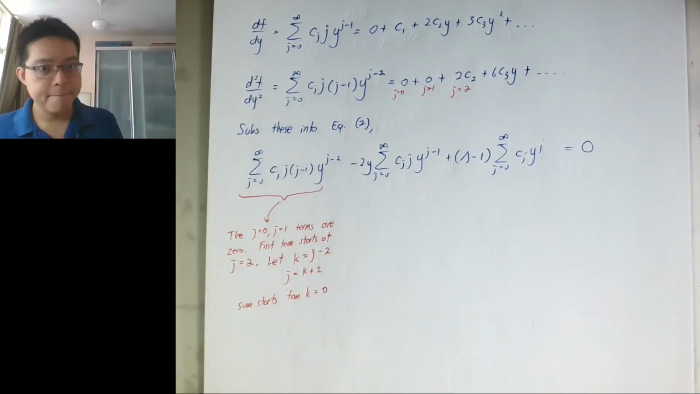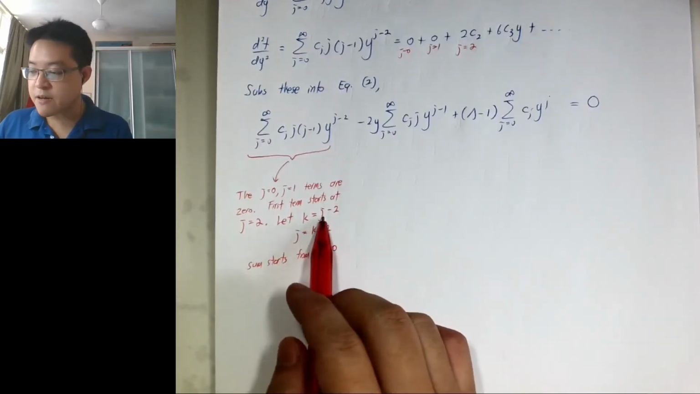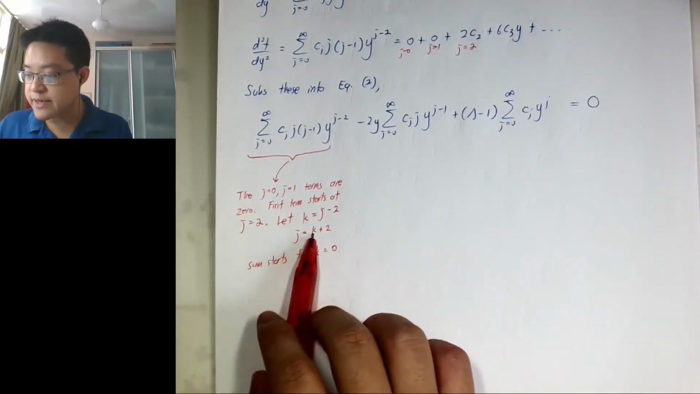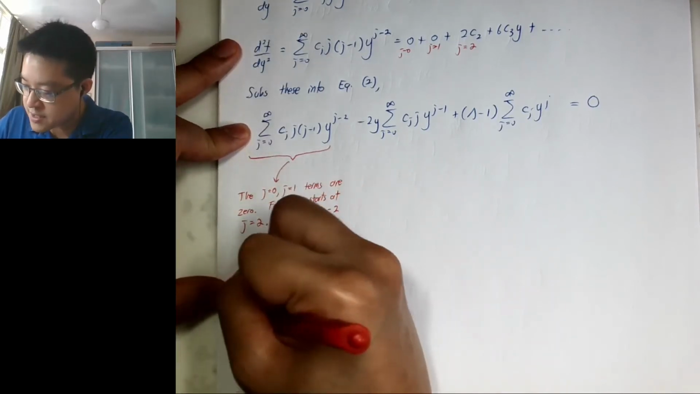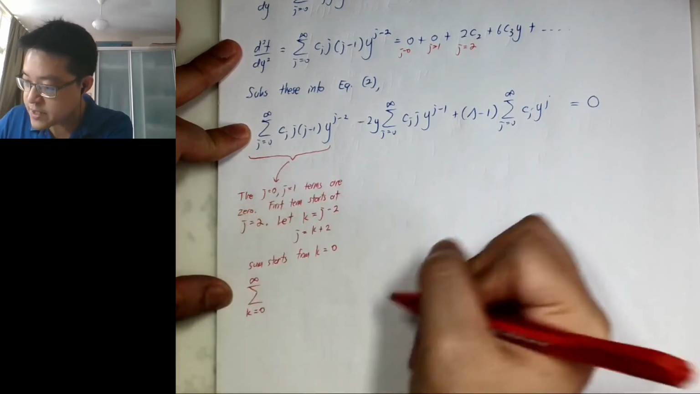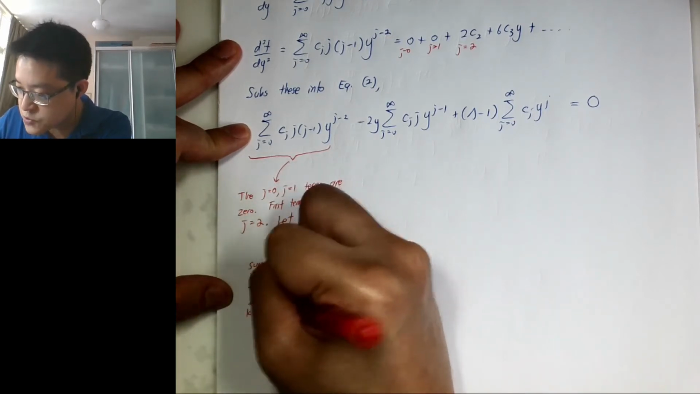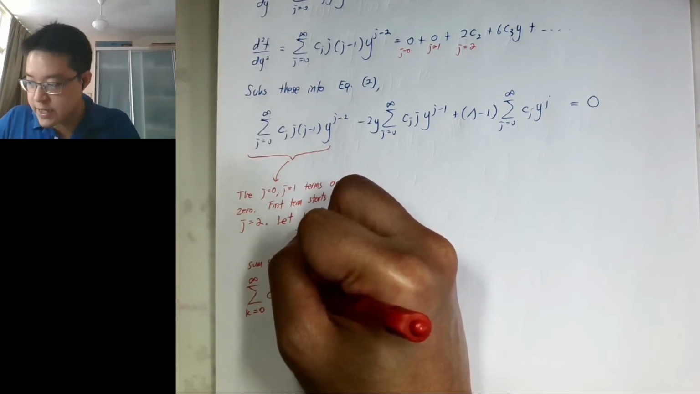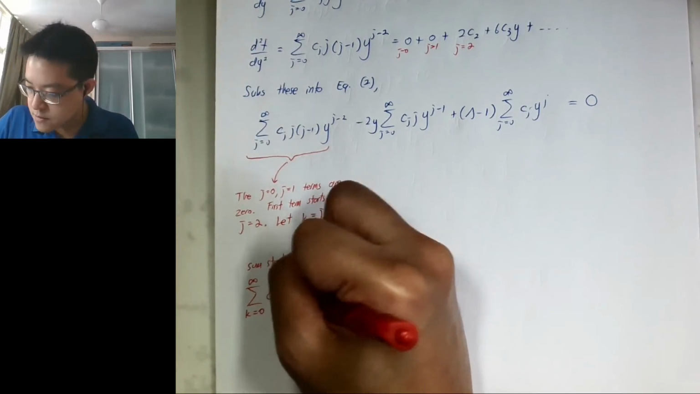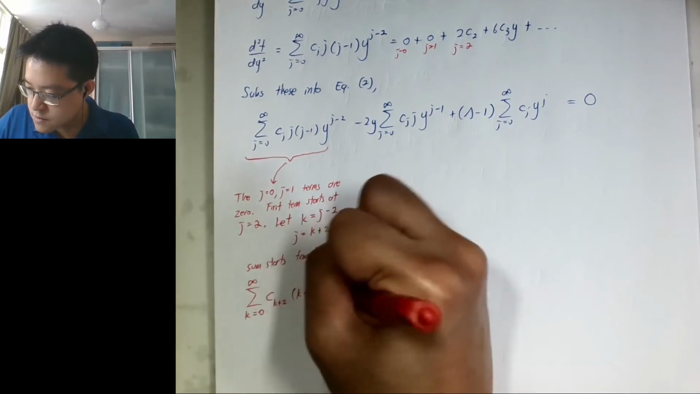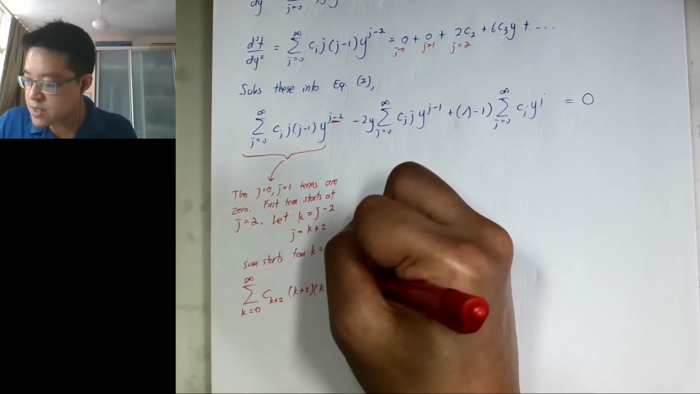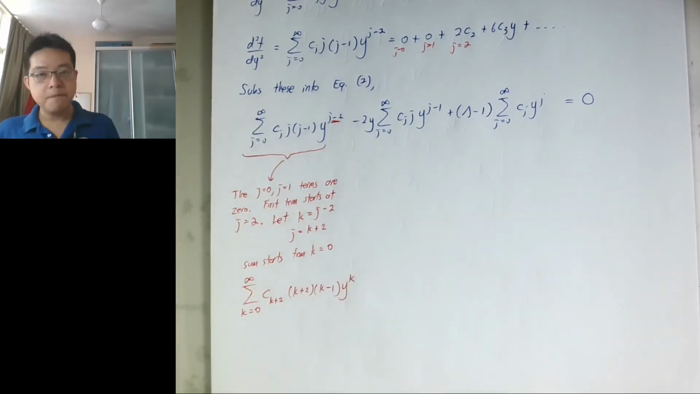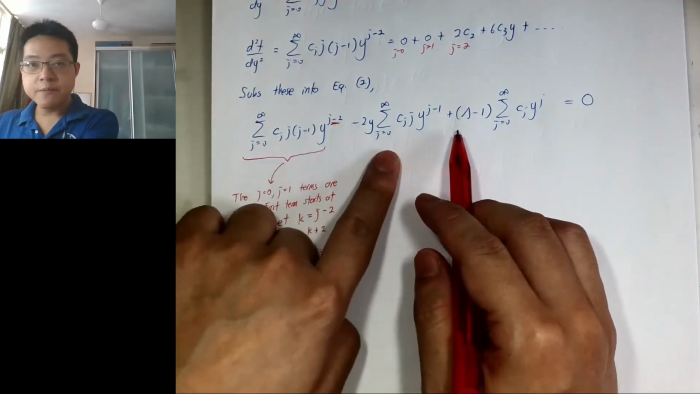Do you agree? I'm just, instead of calling this j, I substitute k as k plus 2. So my summation is k from 0 to infinity, this is c_{k+2}, this is (k+2) and (k+1). I'm not doing anything special, I'm just calling this j minus 2 as k. And then now I want to manipulate this term.